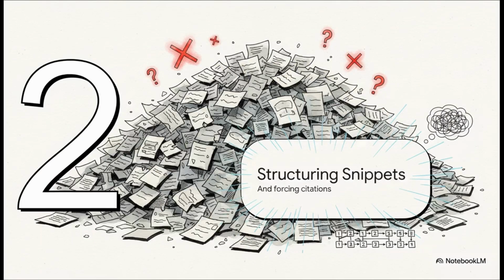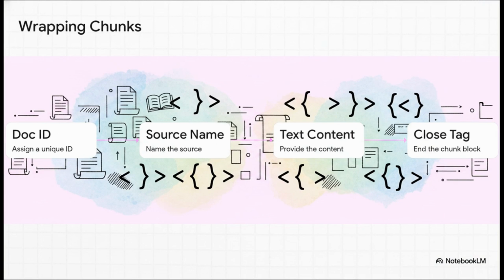Which brings us to part 2, structuring snippets and forcing citations. Let me show you exactly where most people go off the rails here. They take all those retrieved chunks of text and just paste them in as one giant unstructured block of text to the model. That just looks like background noise. There's no structure, there are no labels, and there's literally no way for it to know where anything came from. Fortunately, the fix for this is incredibly simple.